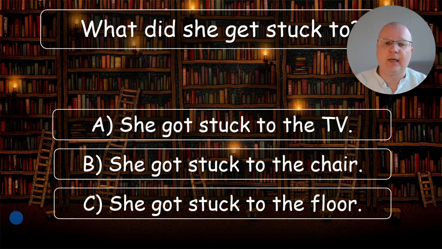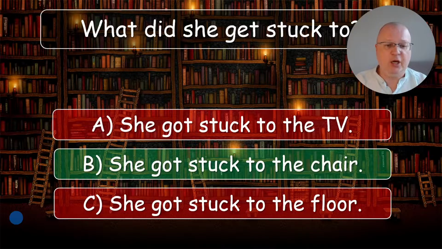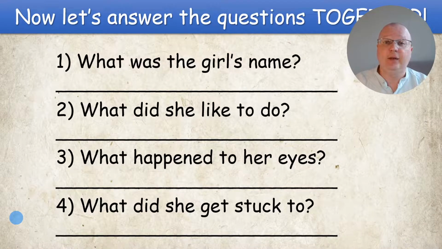Next question. What did she get stuck to? Well, the correct answer is B here. She got stuck to the chair. So you check reading comprehension with this exercise. Now let's answer the questions together.